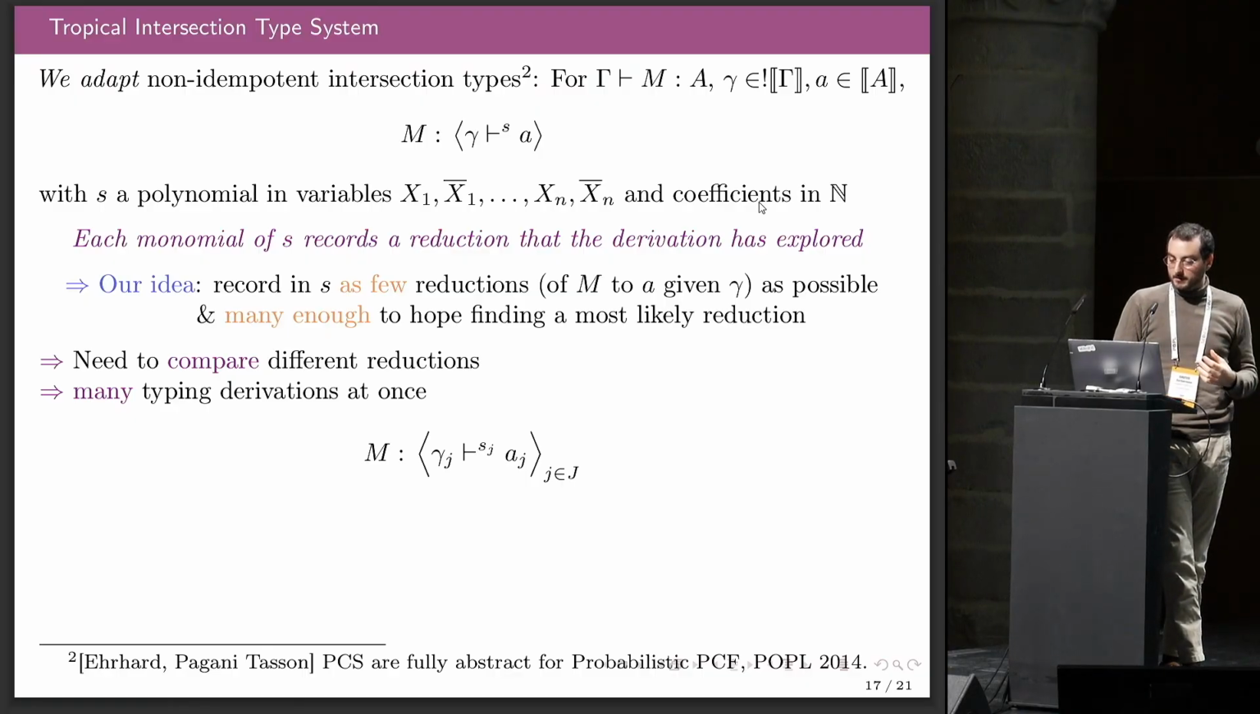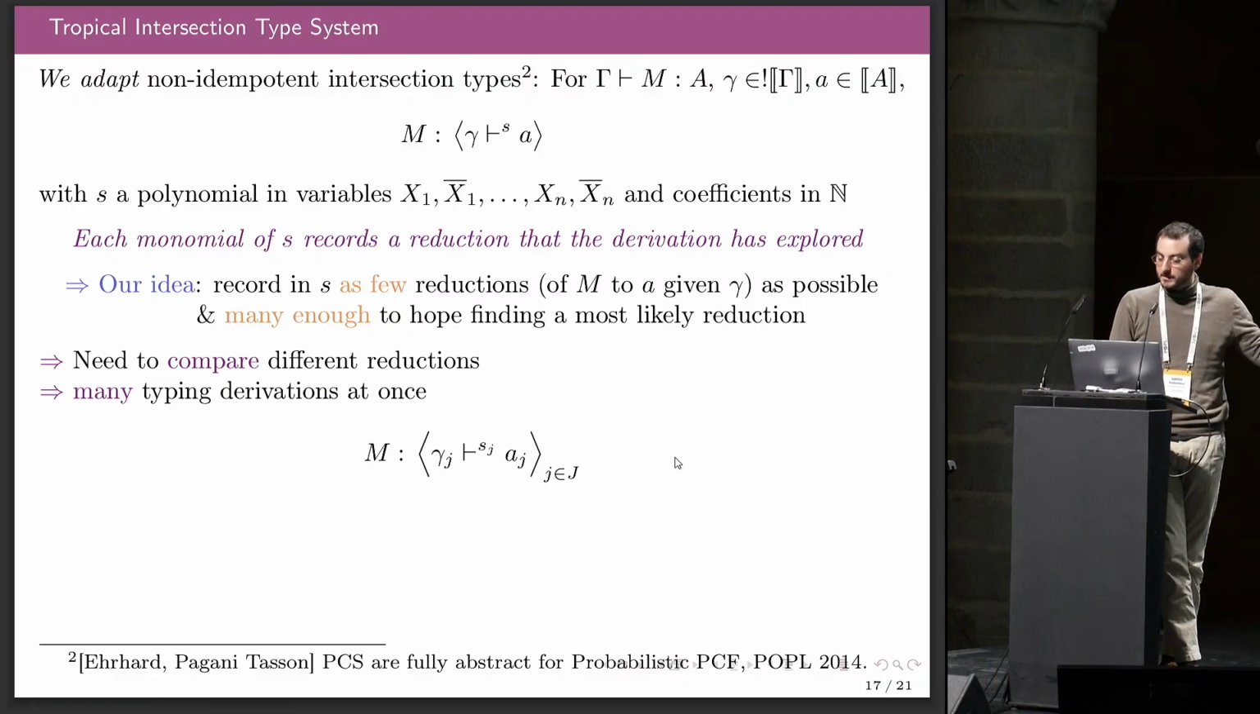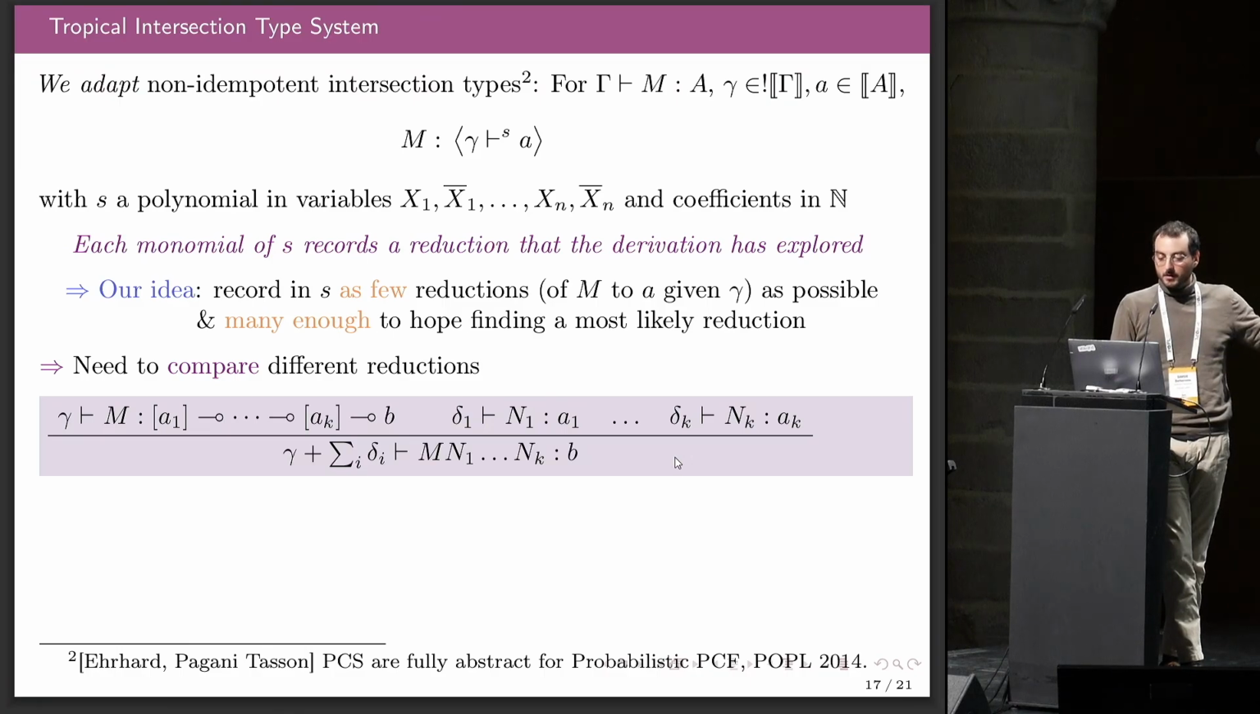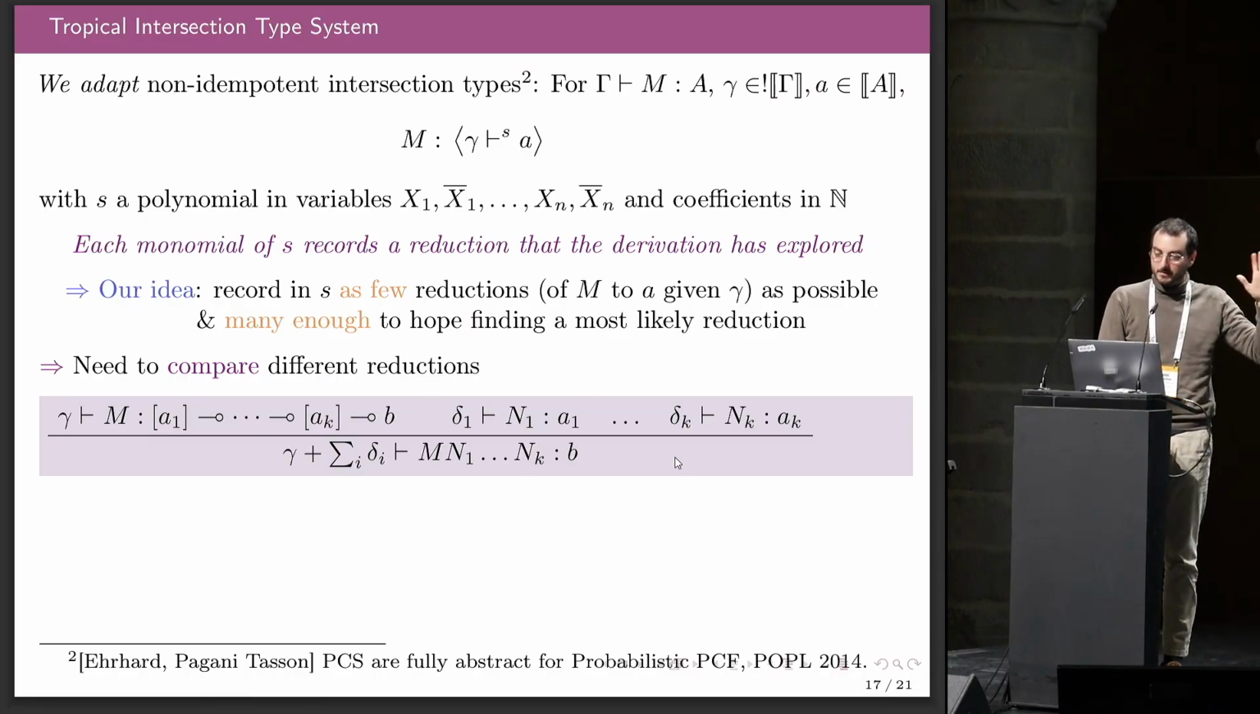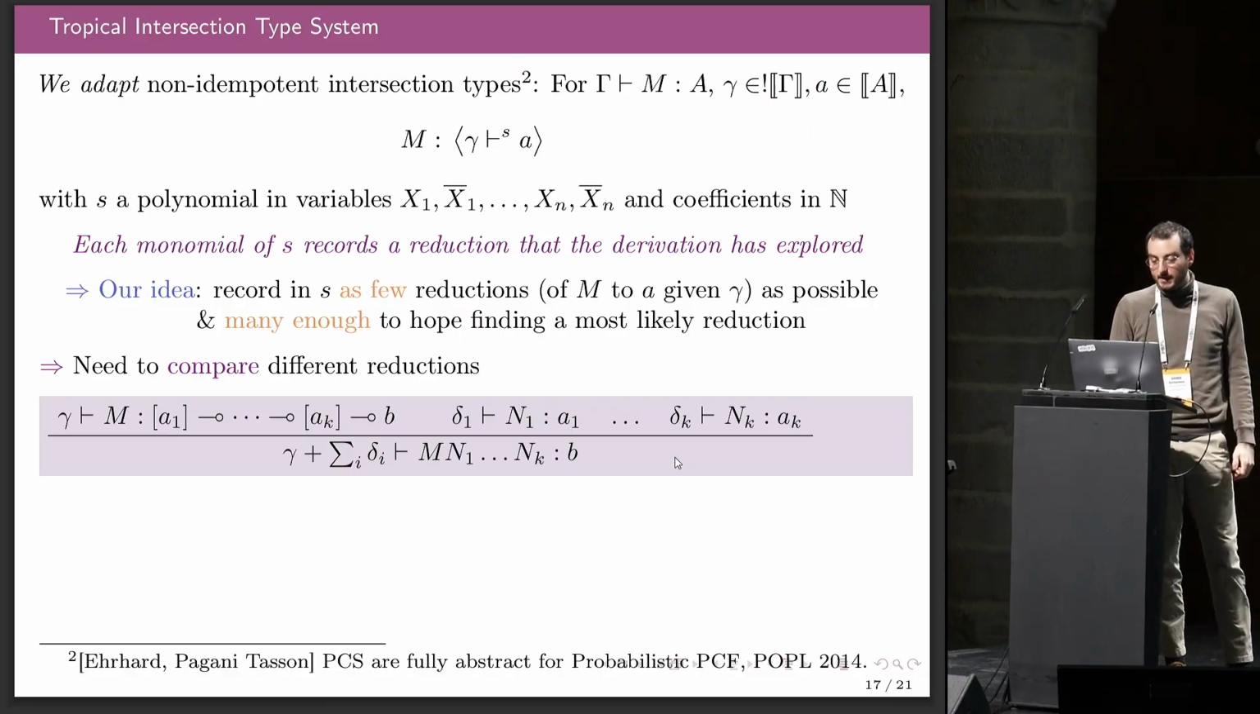So the typing judgments actually contain multiple derivations at the same time, and they are a bit complex, so I'm not showing you the full system. If you want, I can discuss it in the questions. But I just want to show quickly the application case. So this is how it would look like in the usual intersection type case. In our case, we have multiple of those in parallel. This is just one of them.